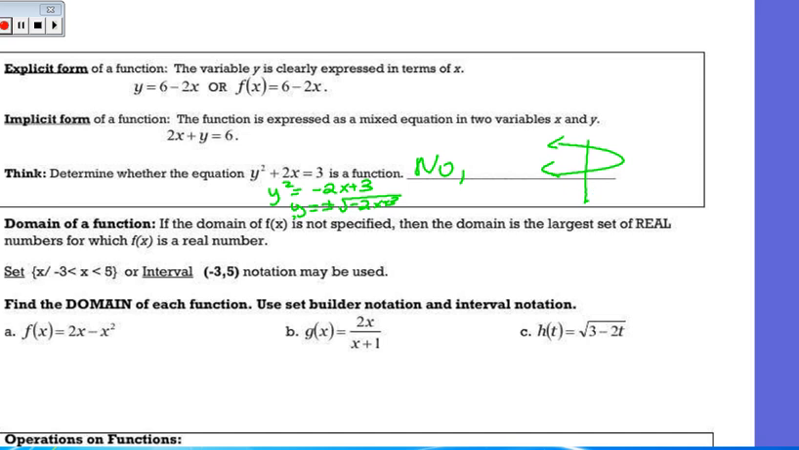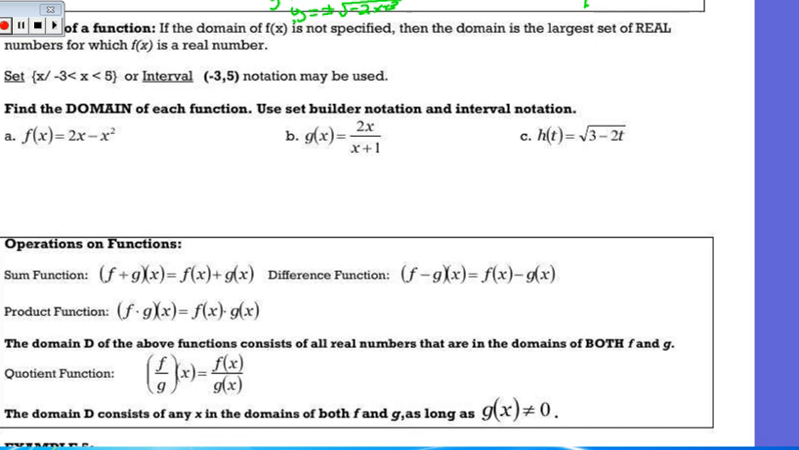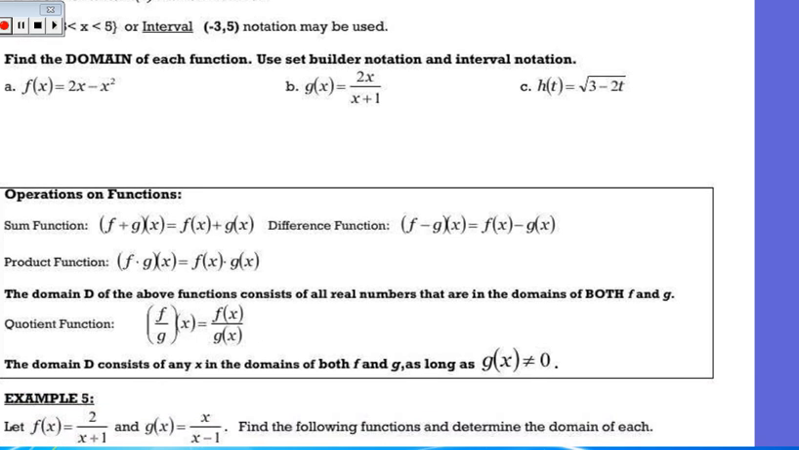We also need to remind ourselves about domains, finding the domain of each function here. What we're really interested in are denominators, because denominators cannot be 0, or radicals, because we cannot take the square root of a negative number. I'm going to write both of these in set notation and interval notation. We'll be using more of the interval notation throughout the course.